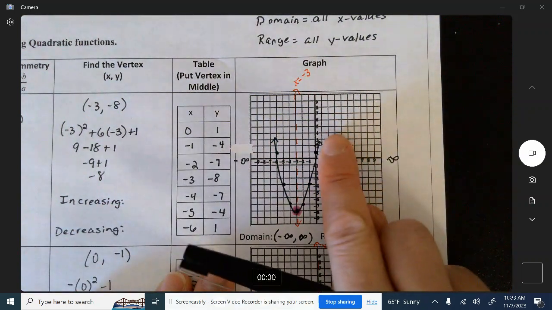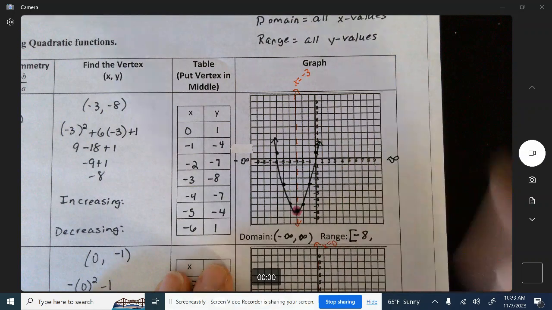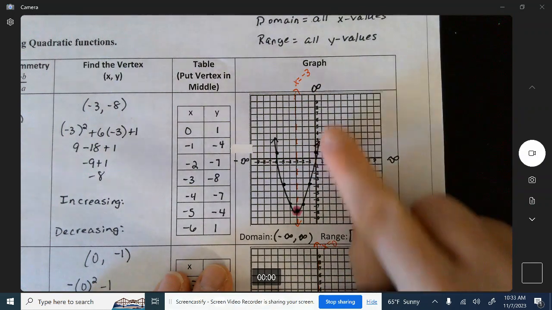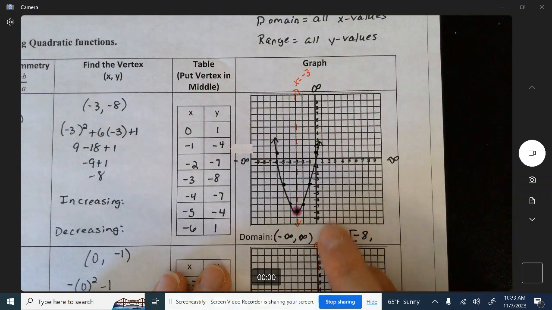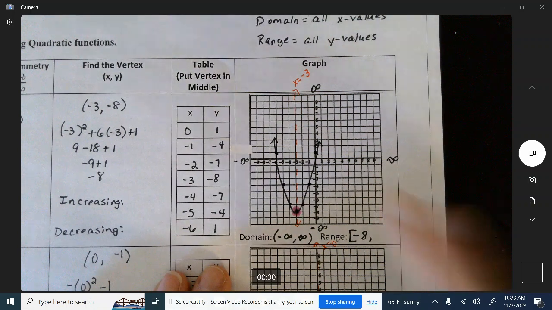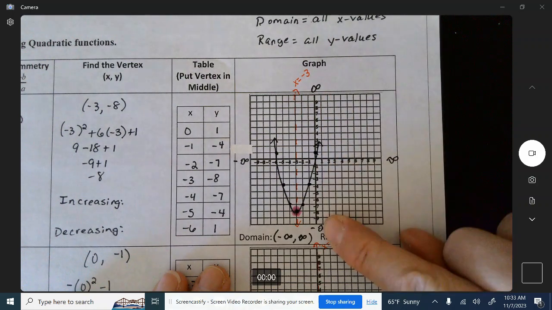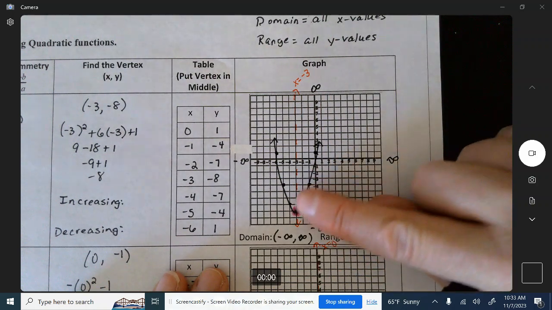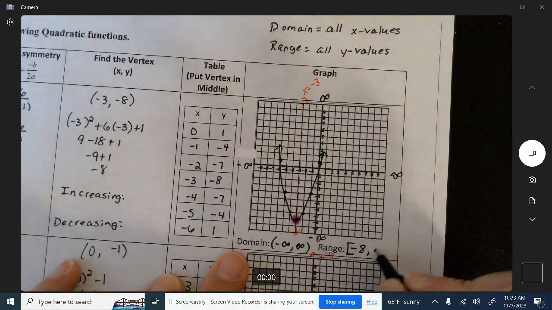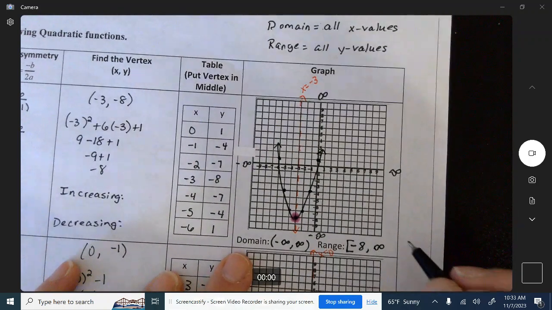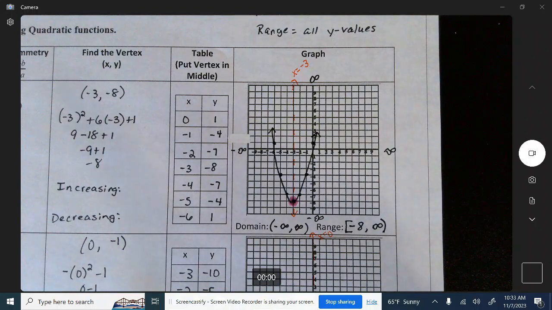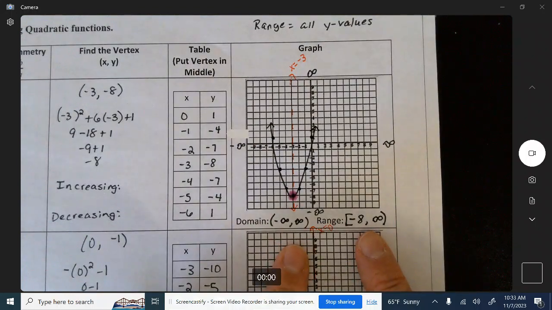And if I continue forever this way on my y, that means I'm going up to infinity, okay? This way is infinity, and if I continue down, that is negative infinity, okay? So up is positive infinity, down is negative infinity on your y. So if I'm continuing to go up forever, that means I go up to infinity. And remember, infinity symbols always have a parenthesis, okay? So that's how we come up with our domain and range.